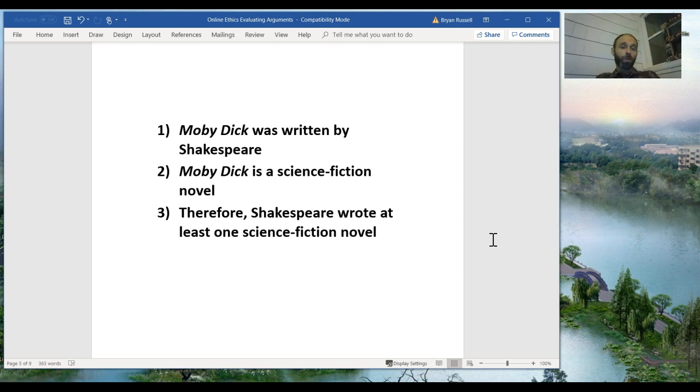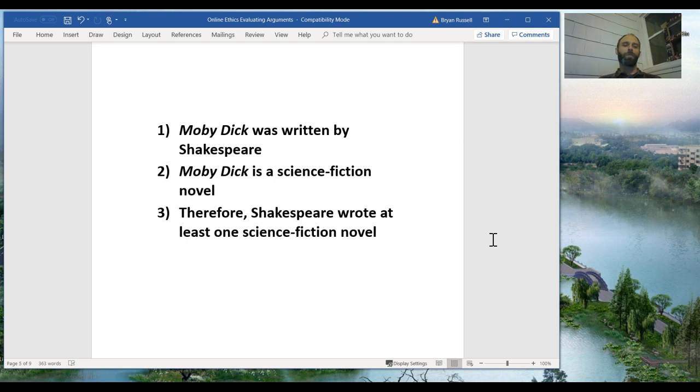So if it were true that Moby Dick was written by Shakespeare, if it were true that Moby Dick is a science fiction novel, would that give us good reason to believe that Shakespeare wrote at least one science fiction novel? Yes. In fact, if those premises are true, they would give us all the reason we need to know that Shakespeare wrote at least one science fiction novel, if they're true. So this passes the proper form test. But then we have to ask ourselves, are these premises in fact true?